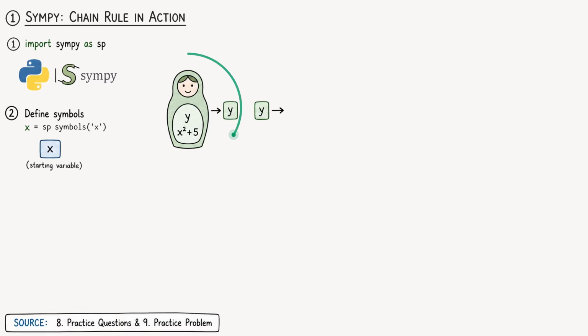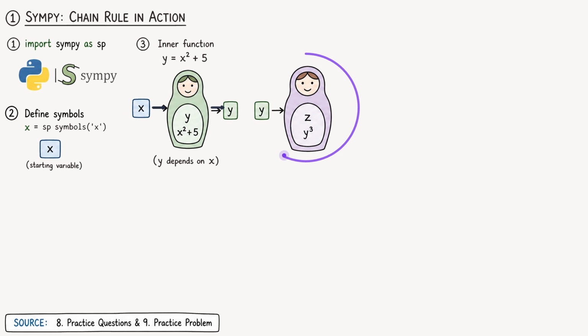This green doll represents our inner function. We define it as y equals x squared plus 5. You can see how x goes in and y comes out. Then, we define our outer nesting doll. This purple doll is our outer function, z equals y cubed. It takes the output from the first doll and transforms it again.